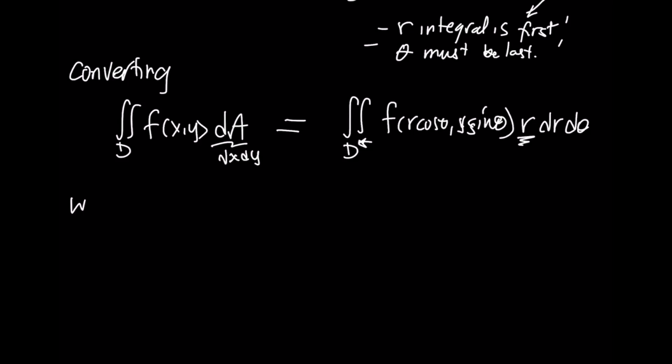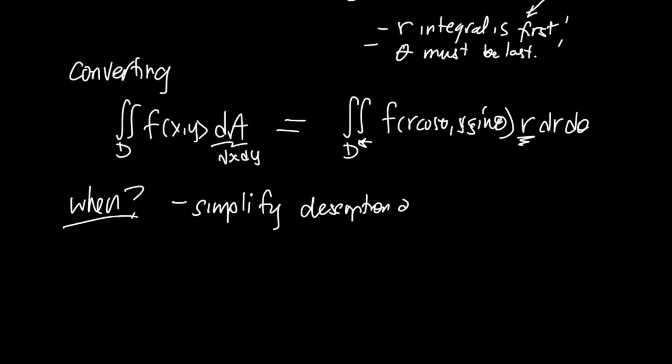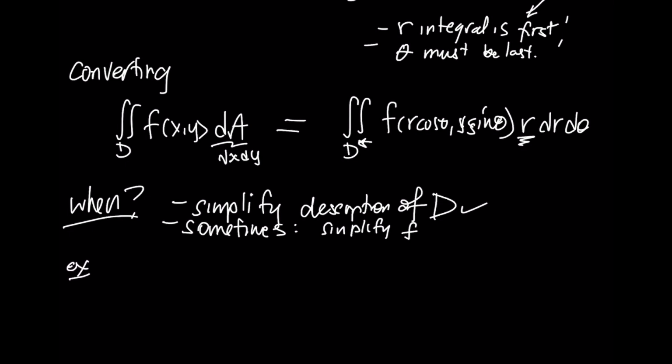Now you might ask, when would you want to change into polar coordinates? Usually it's because we want to simplify the description of our integration region D. Sometimes we might want to simplify F. Now let's take a look at an example of this.